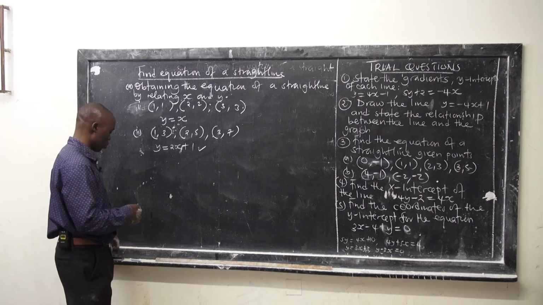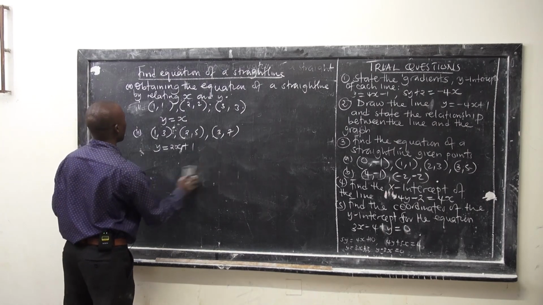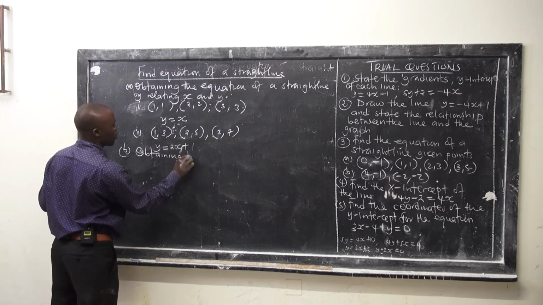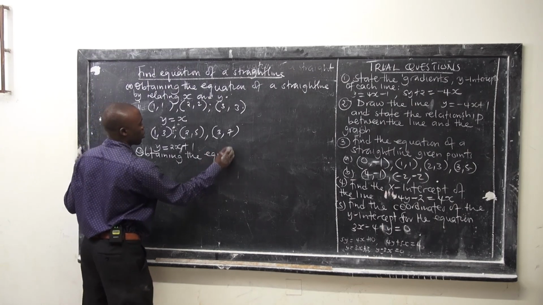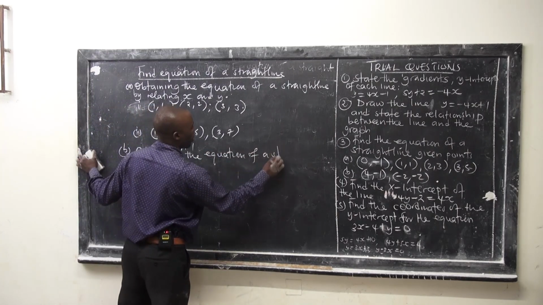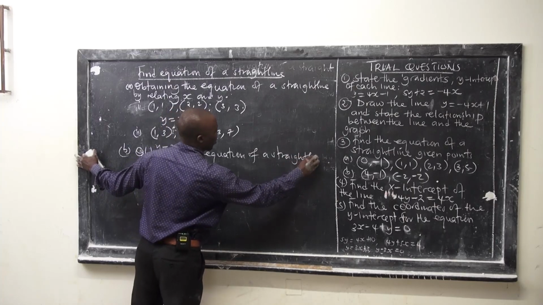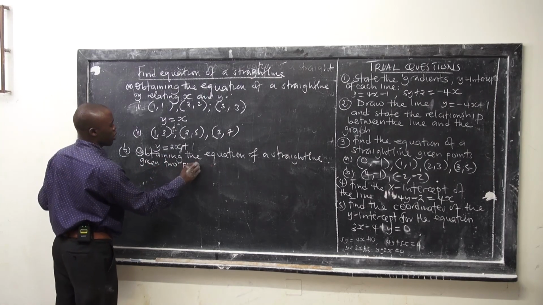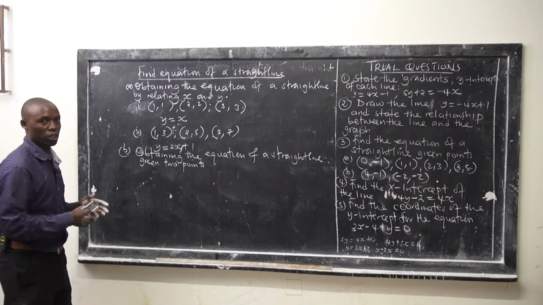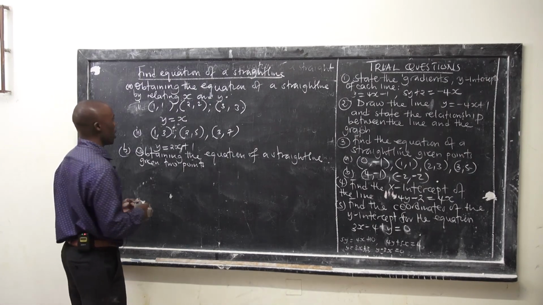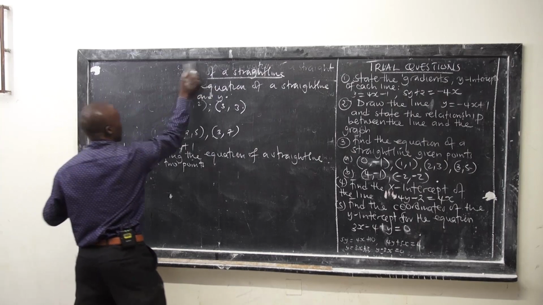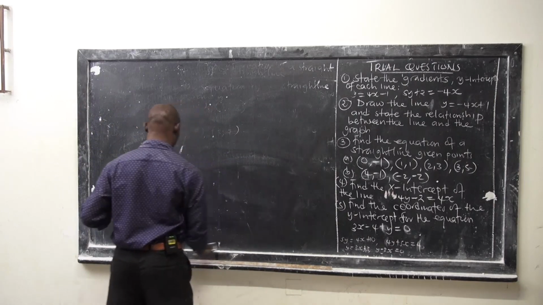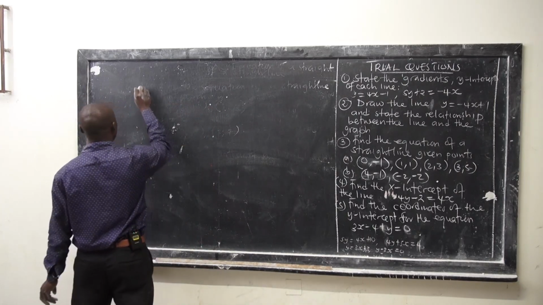So let's now look at another part here, obtaining the equation of a straight line given 2 points. Now even if they give you many points, just choose any two and work with those. So I'm going to remove this, then put here an example, and I'll use two methods to handle it.